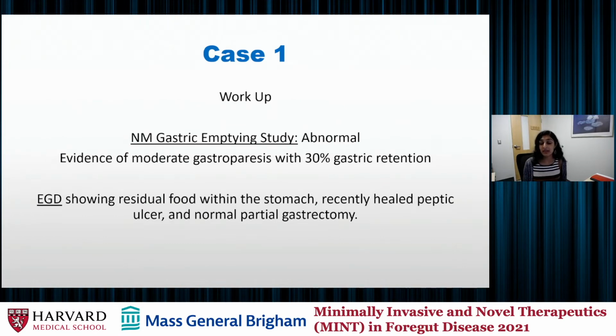She had a gastric emptying study, which is abnormal. She had evidence of moderate gastroparesis with 30% gastric retention. And she also had an endoscopy, which showed residual food within the stomach. It looked like she had a recently healed peptic ulcer, and the mucosa of the partial gastrectomy was normal. It didn't look like there were any abnormalities or anything significant from that standpoint.